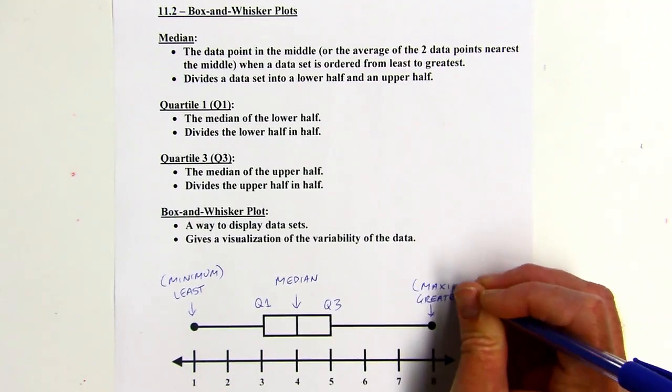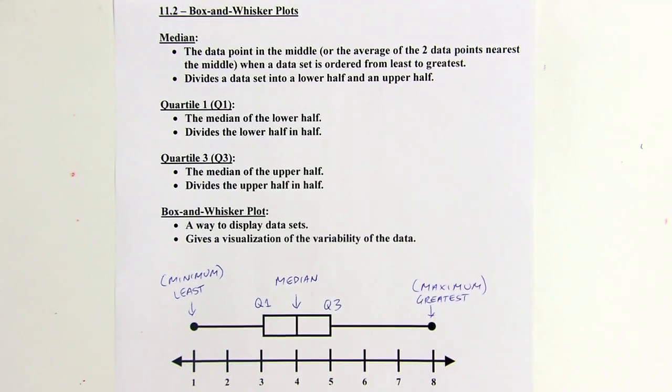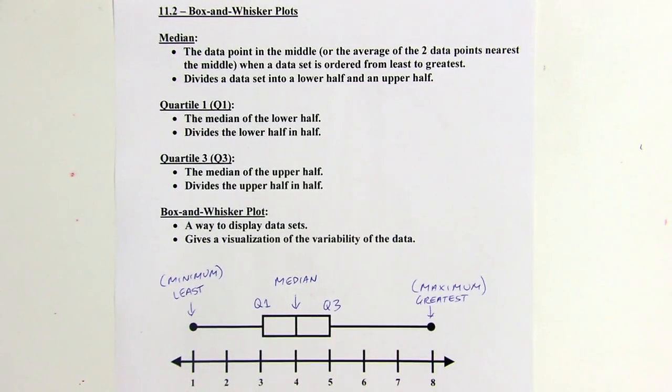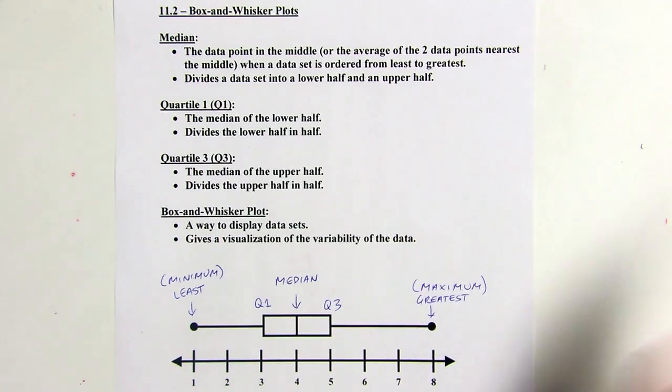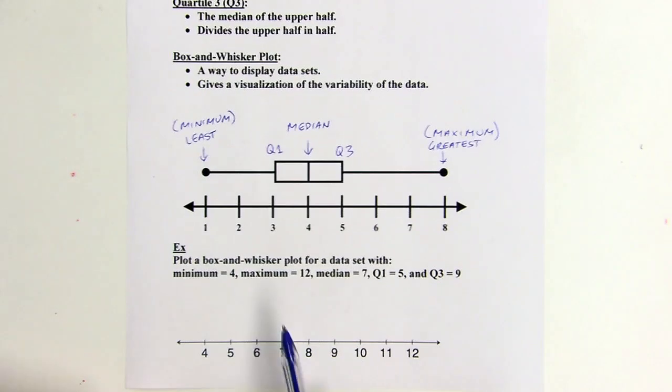So it's a way of visualizing how the points are spread out. You can get a feeling for where the points are going to be bunched by looking at a box and whisker plot once you've gotten used to looking at them. Okay, so let's make one. We're going to plot a box and whisker plot for a data set.